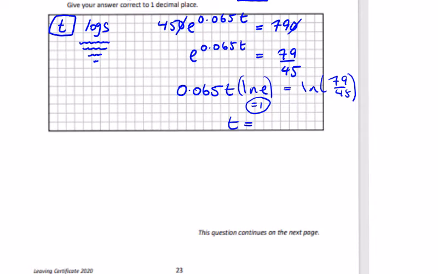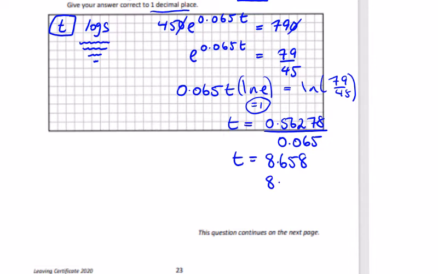That's going to be 0.56278. And I won't round it on the calculator. I'll divide the big long decimal by 0.065. And my time comes out at 8.658. And is it one decimal? One decimal. So 8.7 hours.